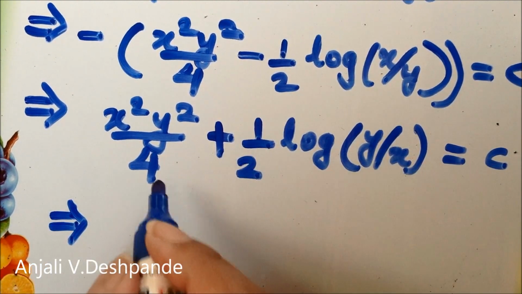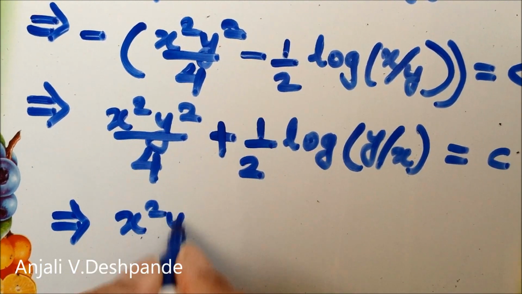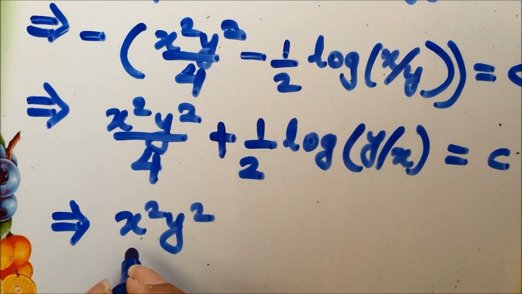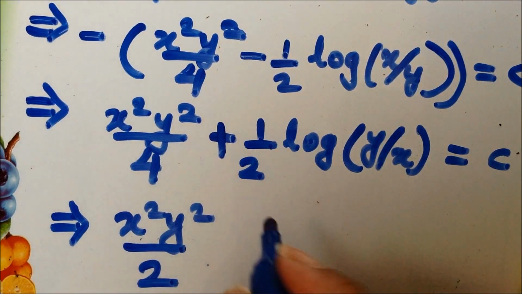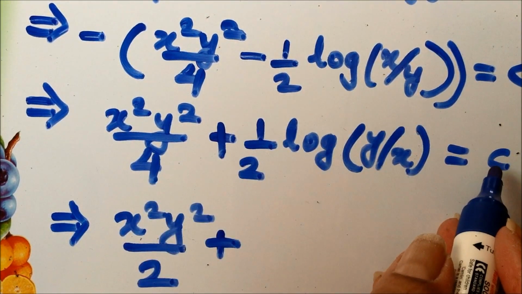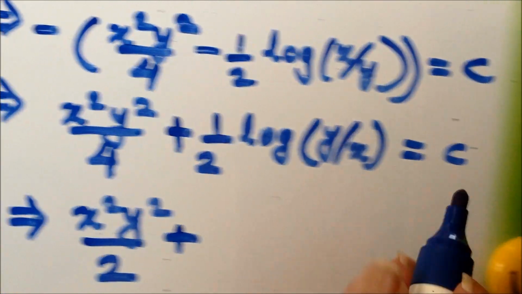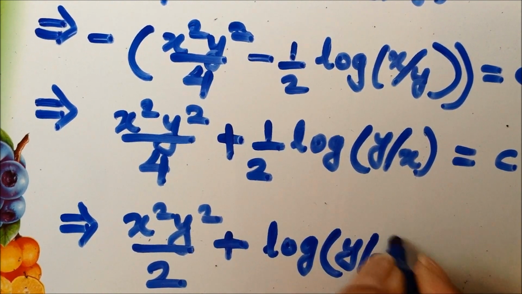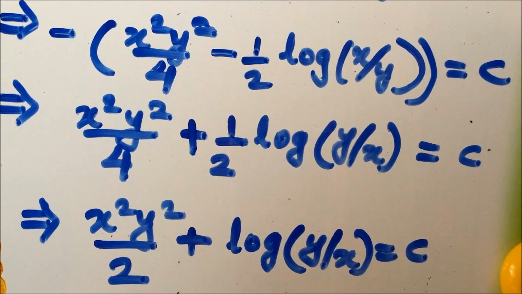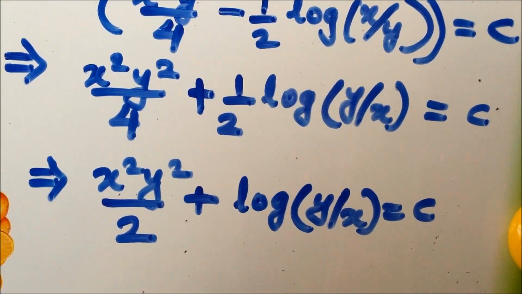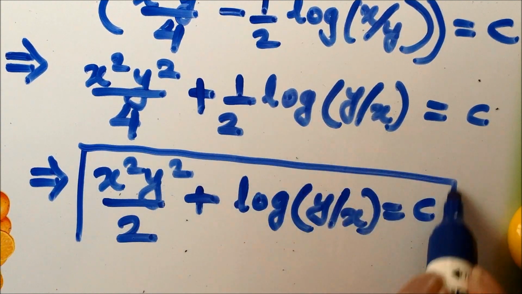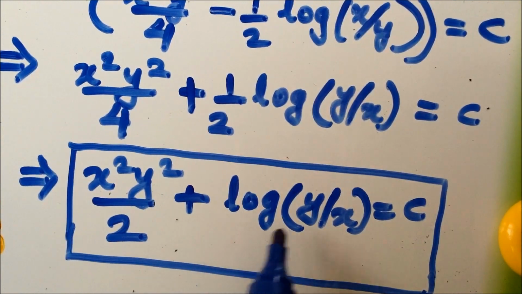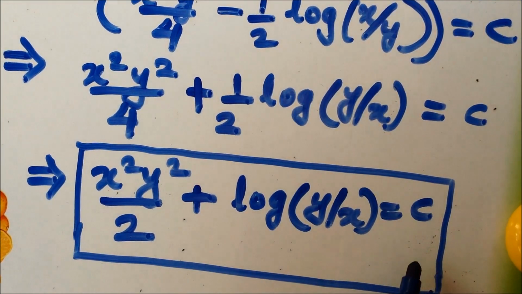If you want to further simplify, then one more step also you can do. You can just write this as x square y square divided by 2. That means I am taking 2 common and shifting the 2 to the right hand side, and once again, like I said, 2c is again c, it's a constant. So x square y square plus log y by x is equal to c. And now of course further simplifications need not be done. You can present this as your final answer. So x square y square divided by 2 plus log y by x is equal to c.